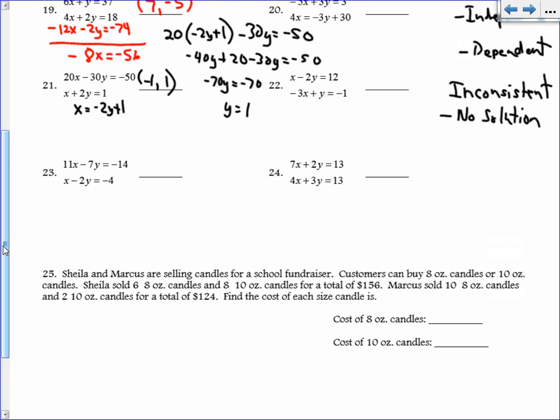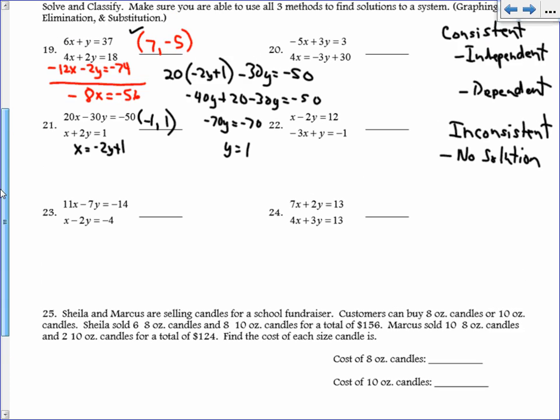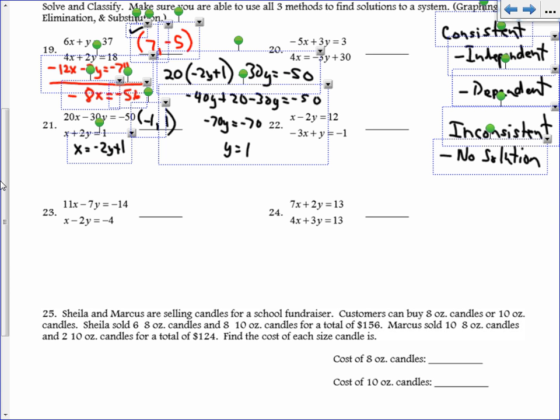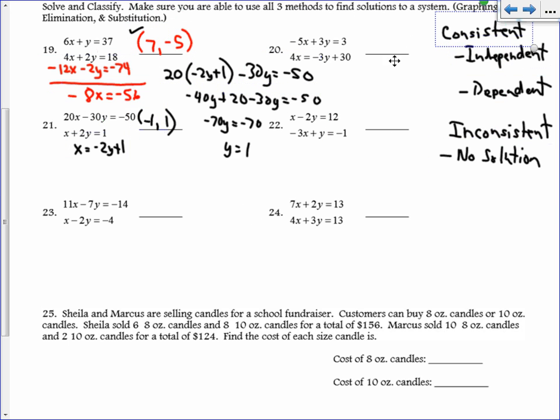Let me leave that word problem for them. Is there one of these in particular, 23, 24? I'll go ahead and do 20. The thing I would remind you about with number 20 is that you have to get them in the same form. See how they're not in the same form?